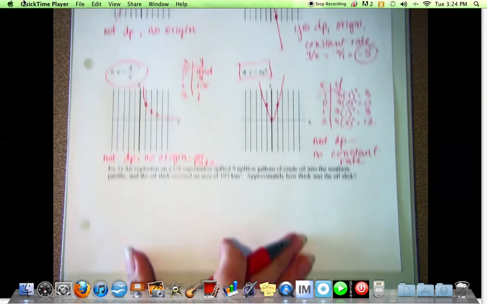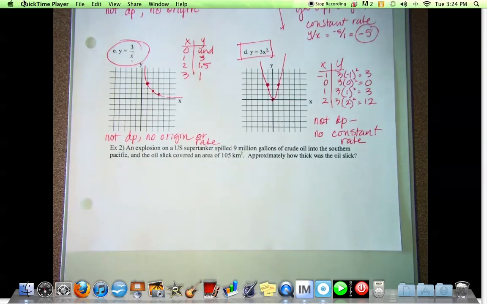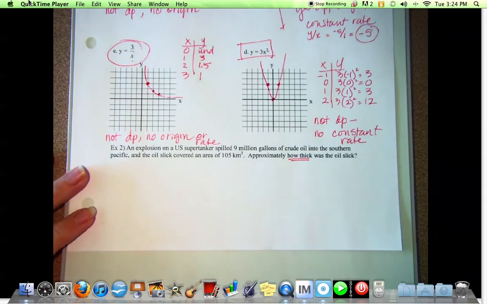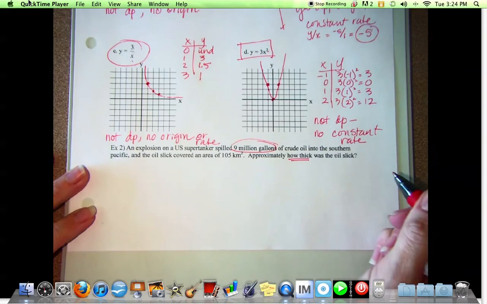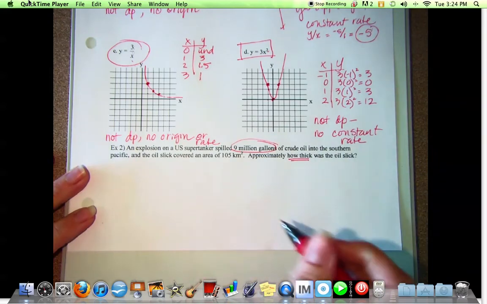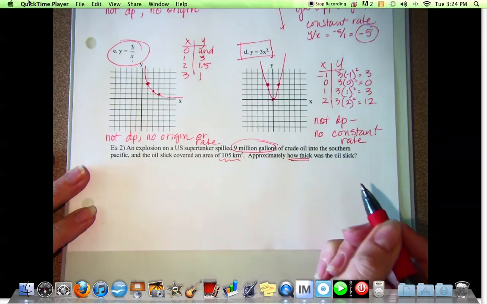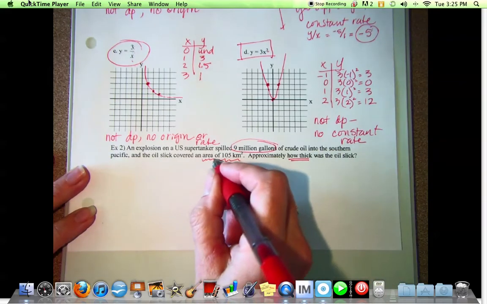Example 2. An explosion on a U.S. supertanker spilled 9 million gallons of crude oil into the southern Pacific, and the oil slick covered an area of 105 kilometers squared. Approximately how thick was the oil slick? So we are being asked to find the thickness, and we have to look at what we're given. We're given 9 million gallons, and that represents our volume, and we're given 105 kilometers squared, and that is our area.